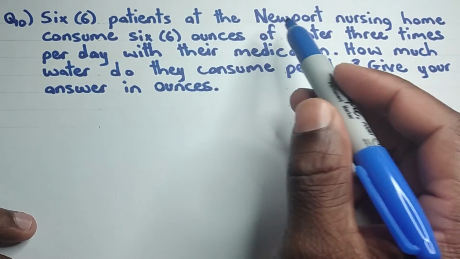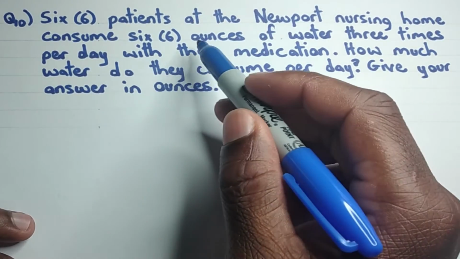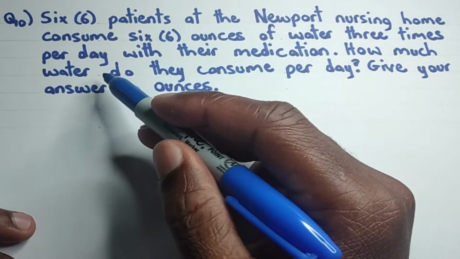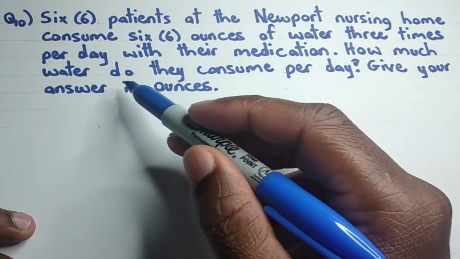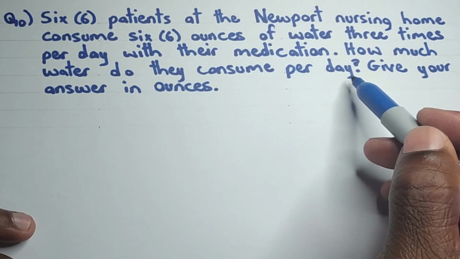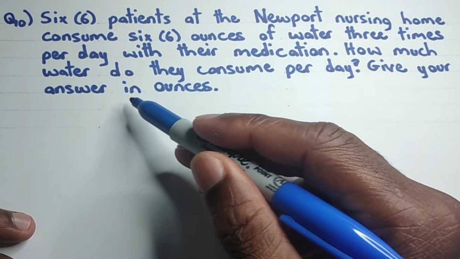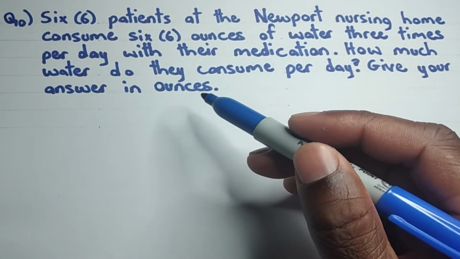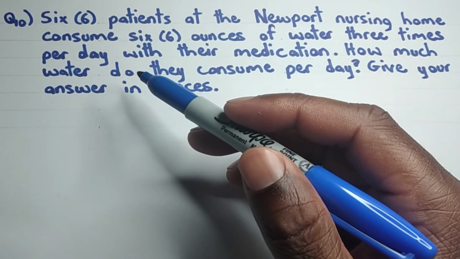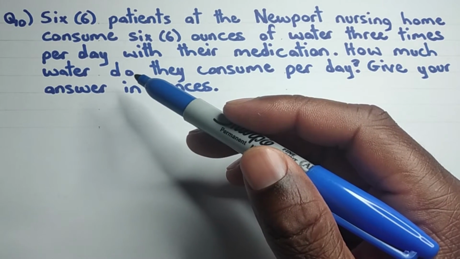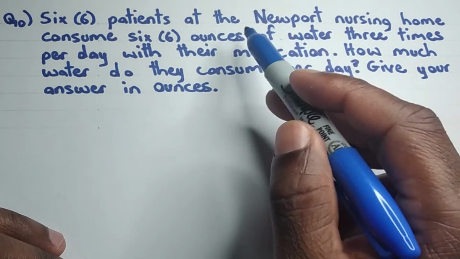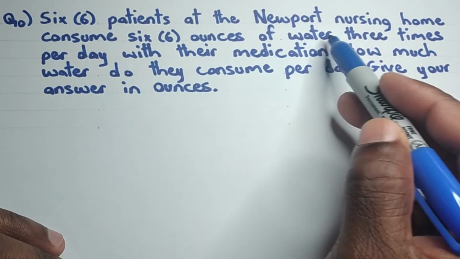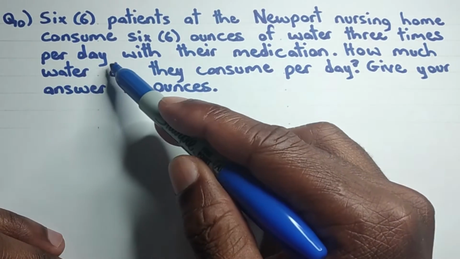6 patients at the Newport Nursing Home consume 6 ounces of water 3 times per day with their medication. How much water do they consume per day? Give your answer in ounces. A key thing to note is the number of times that they consume the 6 ounces of water. They consume 6 ounces of water 3 times per day.